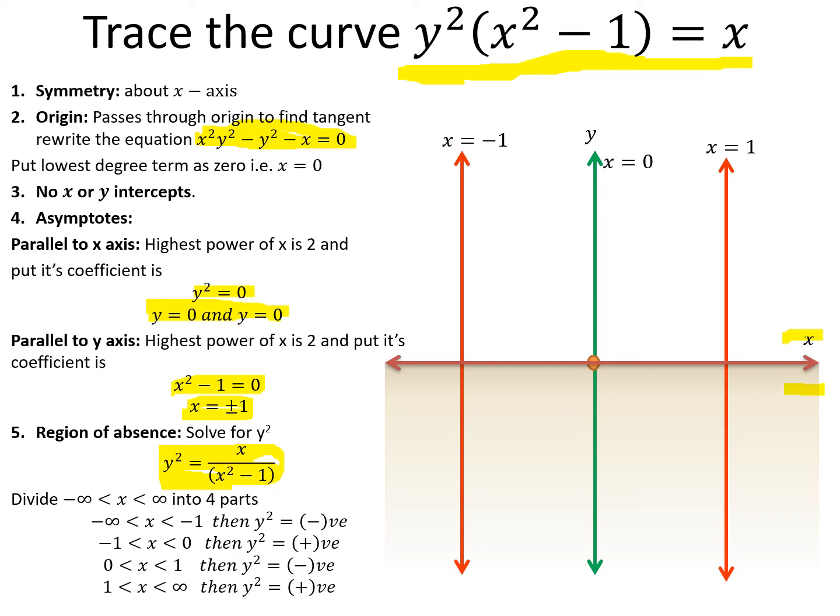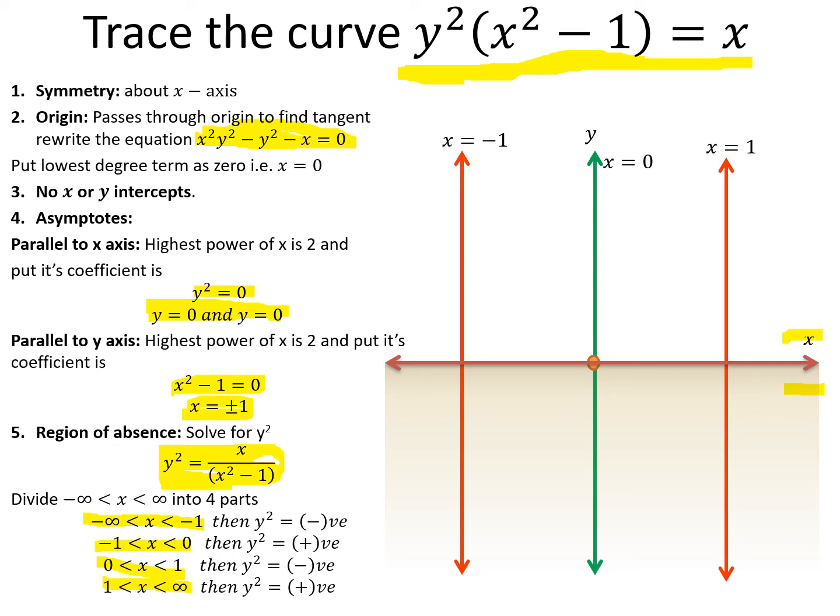So now the whole x-axis, minus infinity to plus infinity, is divided into 4 parts. First part minus infinity to minus 1, second part is minus 1 to 0, third part 0 to 1, and the last part is 1 to infinity. Okay, so by the previous methods we will check whether y square is negative or positive.